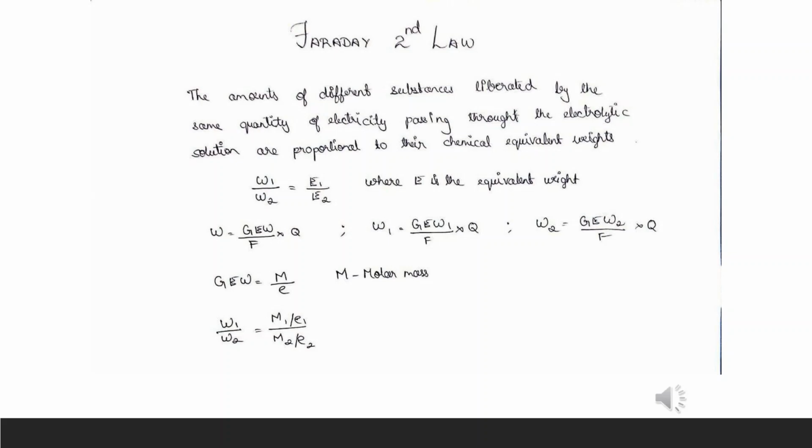We know that W equals gram equivalent weight by Faraday into Q. W1 equals gram equivalent weight of 1 by Faraday into Q. W2 equals gram equivalent weight 2 by Faraday into Q. Gram equivalent weight equals M by E, where M is molar mass. Then we can write that W1 by W2 equals M1 by E1 whole thing divided by M2 by E2.